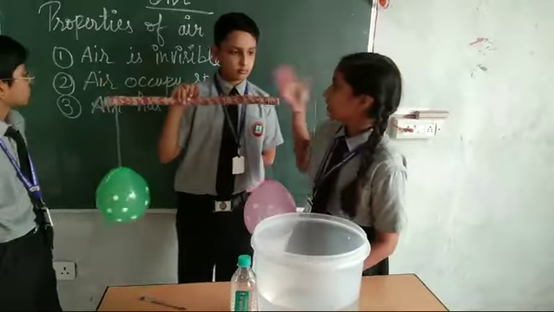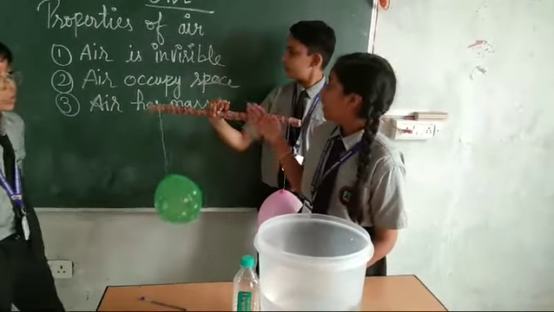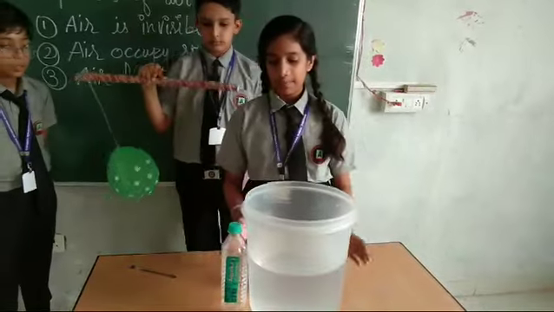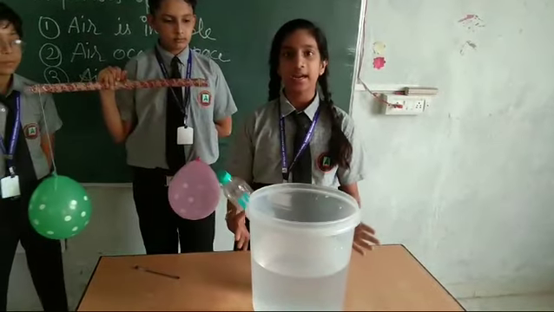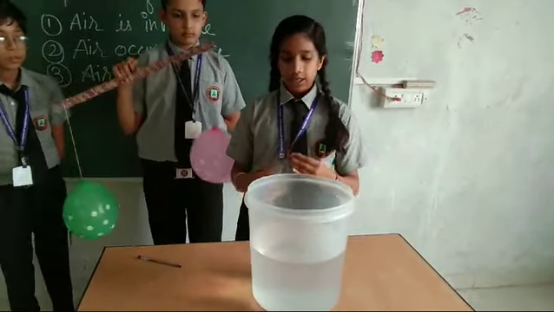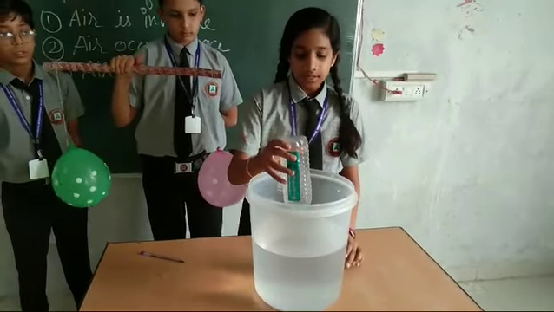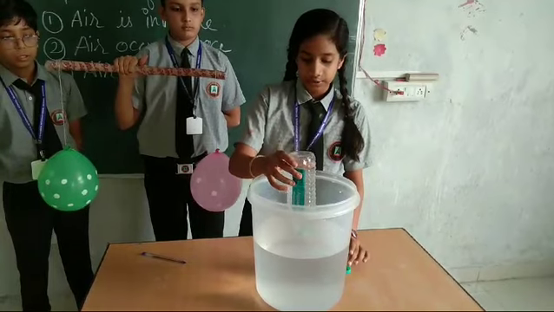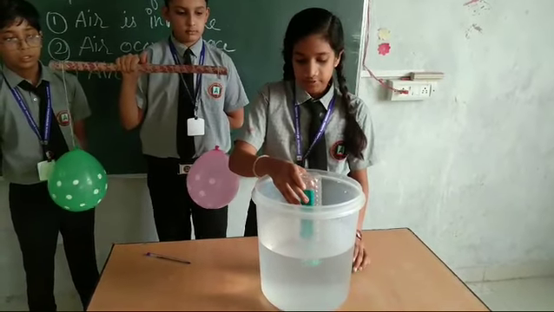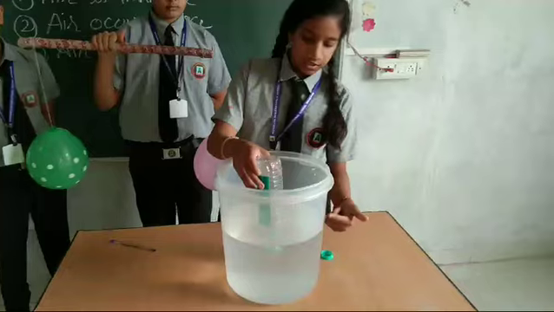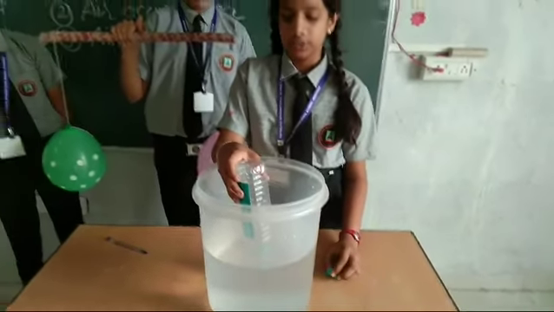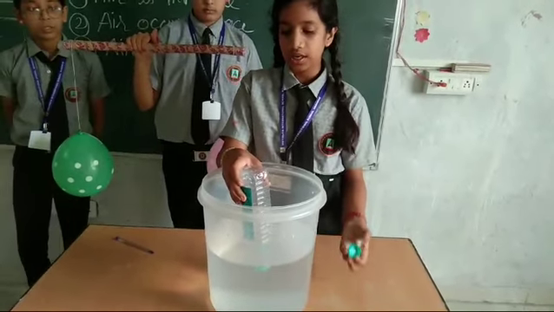I will explain the second property of the air. Air occupies space. Now I have here an empty bottle, and it becomes filled with water. Now I will dip the bottle vertically into this beaker filled with water. Now we can see the water is not going into the bottle.